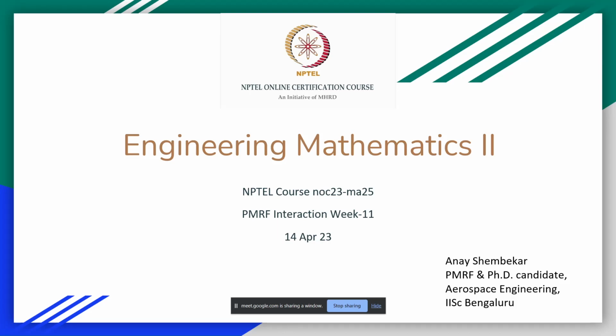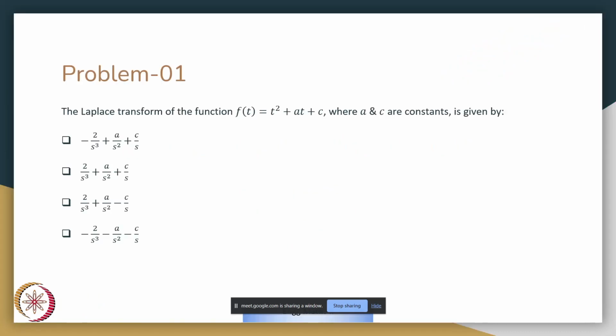With that in mind, as is the custom for every week, we'll be looking at a few selected problems which will help us further elucidate the concepts taught in this week's lectures. Problem number one. This asks the Laplace transform of the function f of t is equal to t square plus at plus c, where a and c are constants.